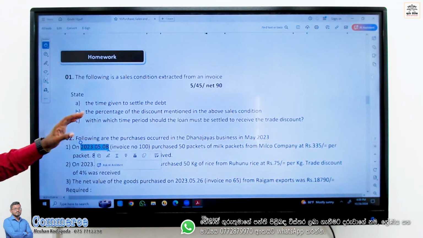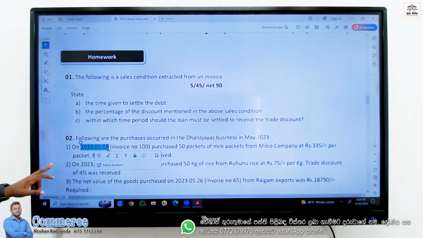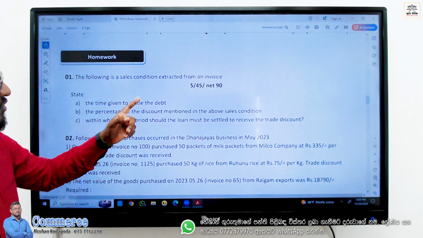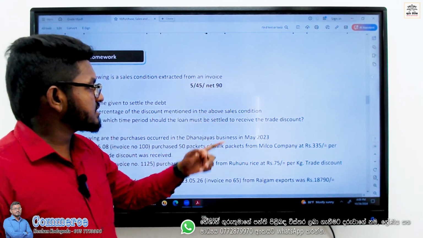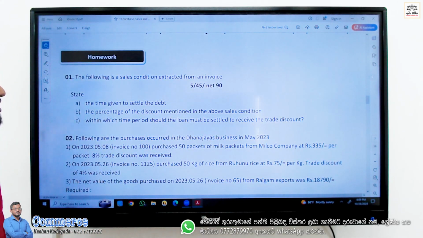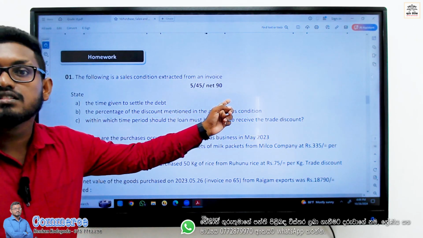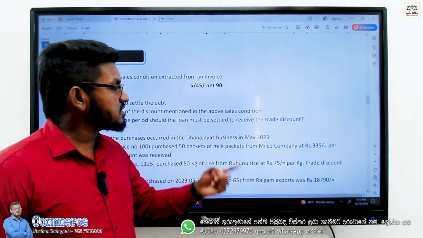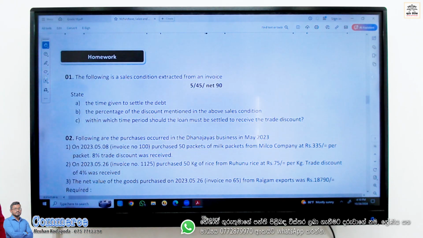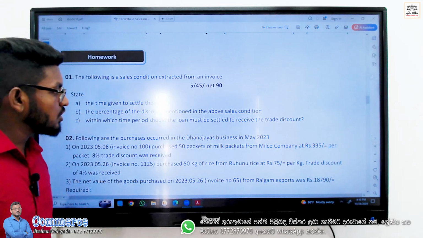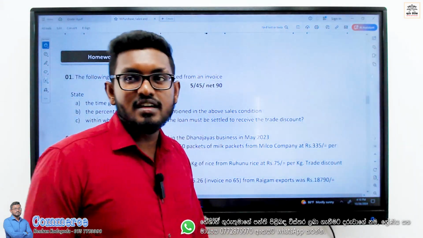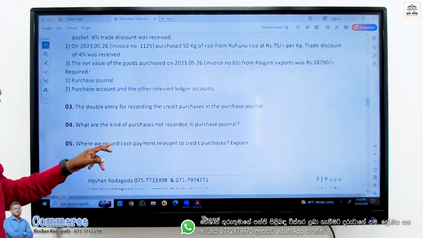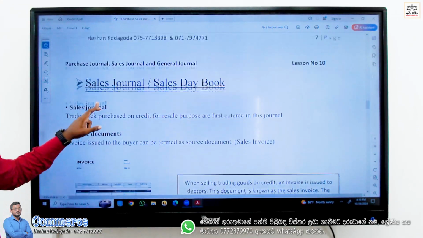Let me quickly discuss. The following is the sales condition extracted from an invoice: 5/45/net 90. What is the time given to settle the debt? 90 days. The percentage of the discount mentioned in the above sale condition is 5%. Within which time period should the loan be settled to receive the trade discount? 45 days. Let's do the other things in the paper revision class.